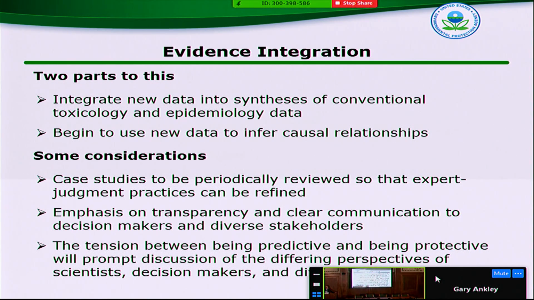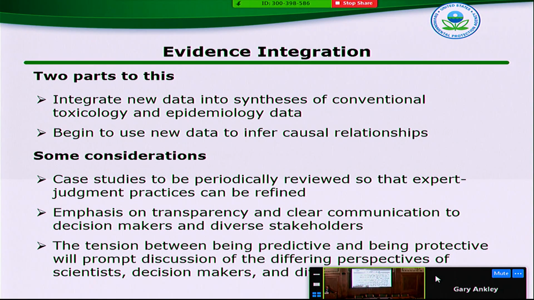The slide that we have shows epidemiology studies on tens to hundreds of agents per year, bioassays on a similar number of agents per year, but we're developing thousands of new chemicals per year. We're going to have to be able to use these kinds of studies to make causal inferences to keep up. Again, emphasis on transparency, communication, and talking with stakeholders.